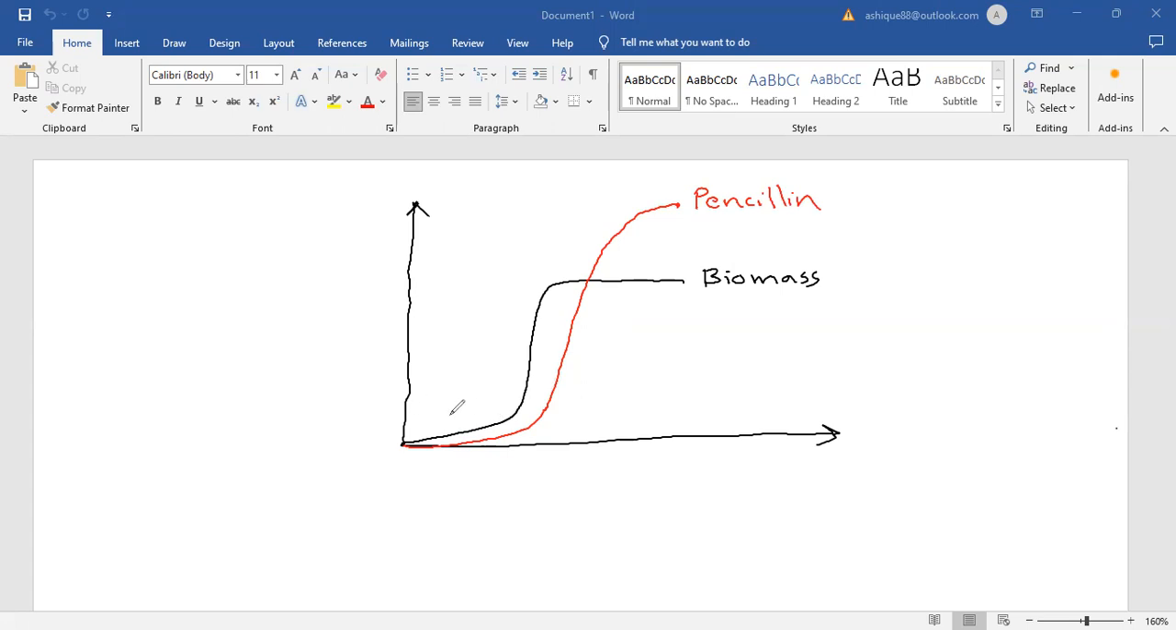We know very well this one is the lag phase, this one is the log phase, and this one is the stationary phase. All these things we know very well. Okay, clear.